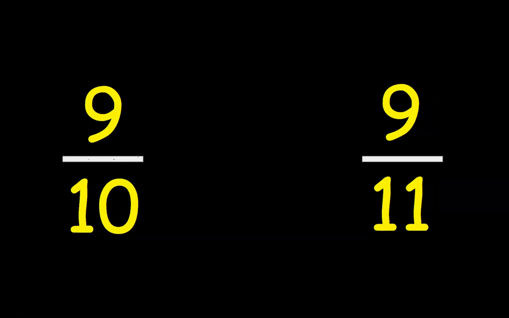9/10, 9/11. Pause, continue when ready. Right. How many slices eaten here? 9. How many slices eaten here? 9. Where are the slices bigger? Here. Because I only shared the pizza amongst 10 people, not 11.